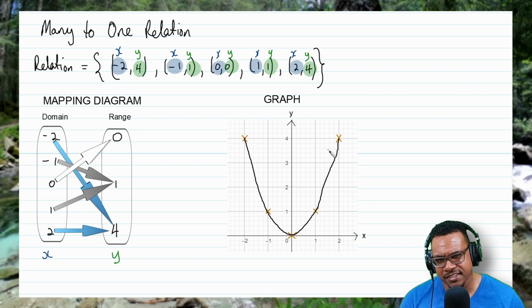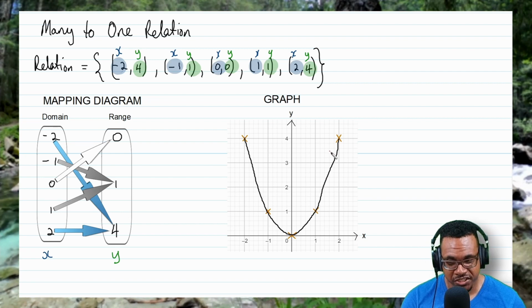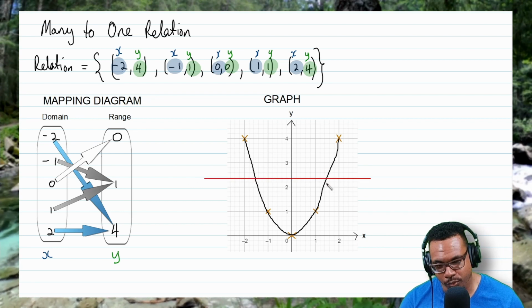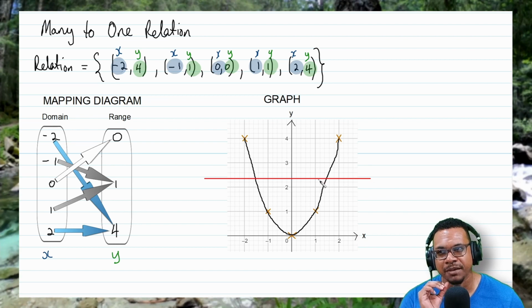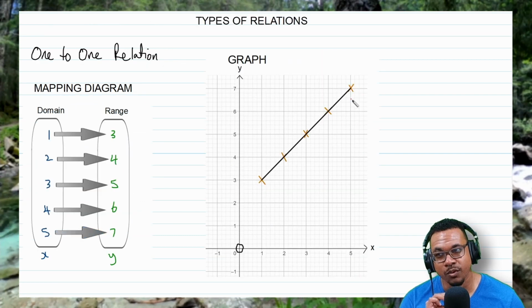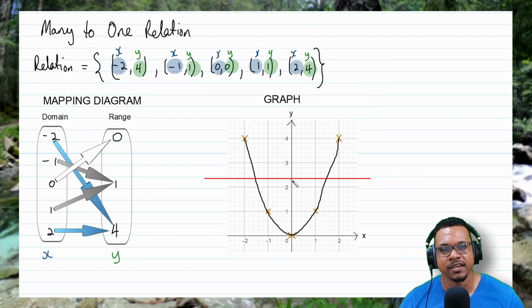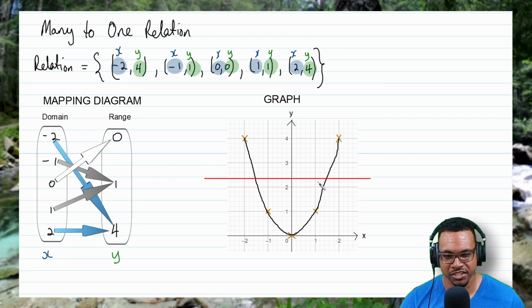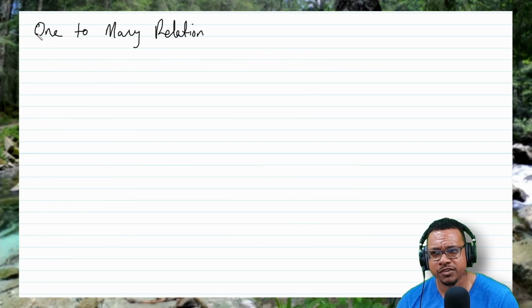Now, how to recognize if a graph represents a many-to-one relation is that if you were to draw a horizontal line, and that line intersects the graph at more than one point, that will represent a many-to-one relation, okay? Now, if you look here, a straight line would represent a one-to-one relation, all right? And of course, any graph that you could draw a horizontal line that would intersect the graph more than once would be a many-to-one relation. So now moving on to the one-to-many relation.